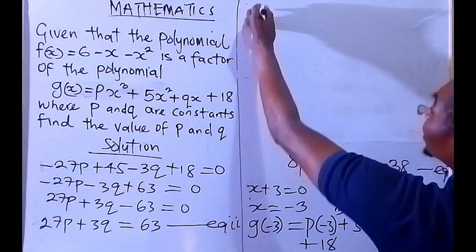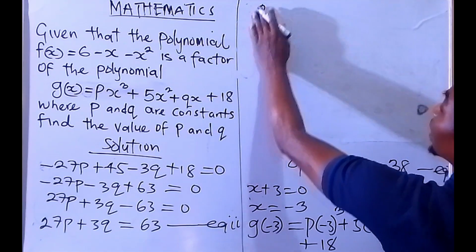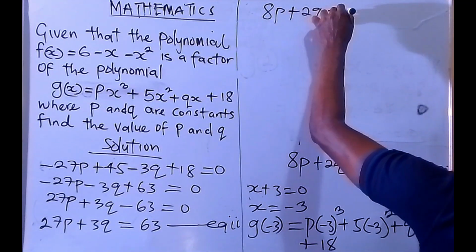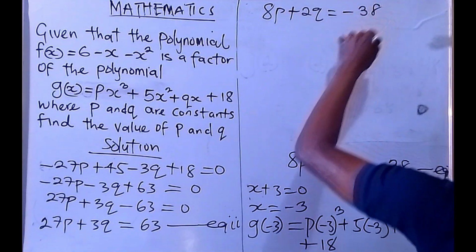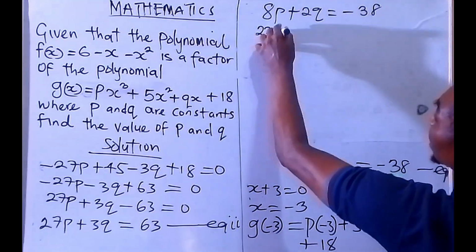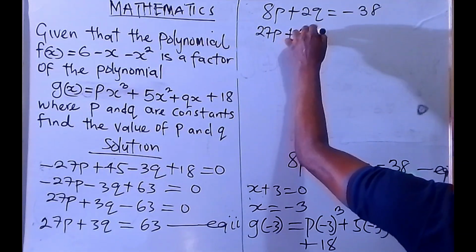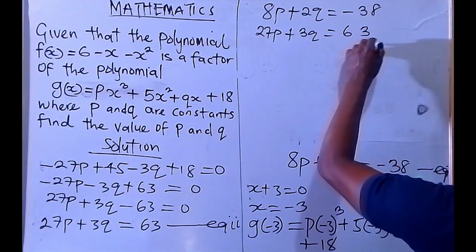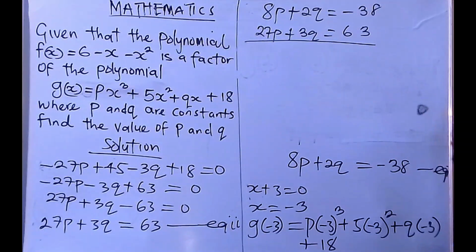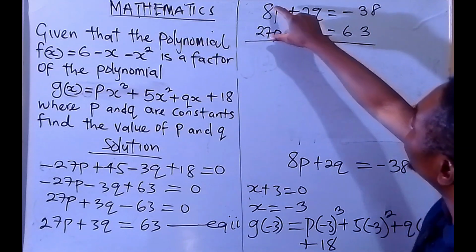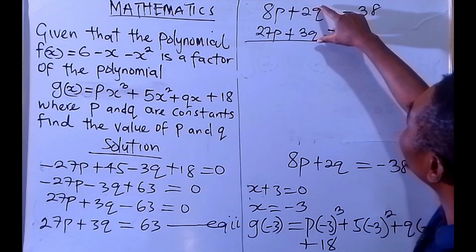Now to solve simultaneously, we have 8p plus 2q is equal to minus 38, which is equation 1. Here we have 27p plus 3q is equal to 63. So using the elimination method, because this number is bigger, I can just use this.